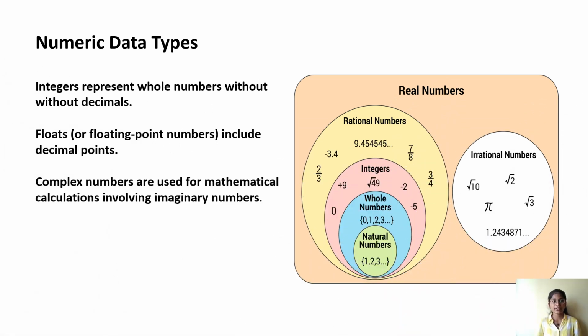Our next topic is numeric data types. Integers represent whole numbers without decimals. Floats, or floating point numbers, include decimal points. Complex numbers are used for mathematical calculations involving imaginary numbers. This is the pictorial representation of numeric data types: natural numbers, whole numbers, integers, and rational and irrational numbers.